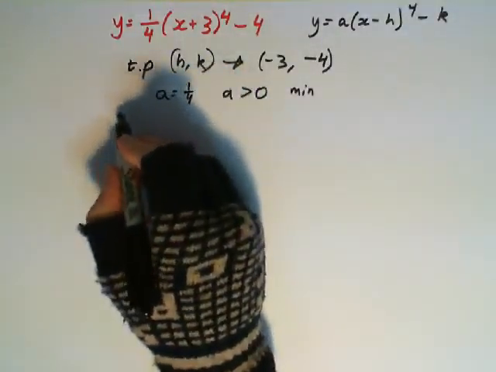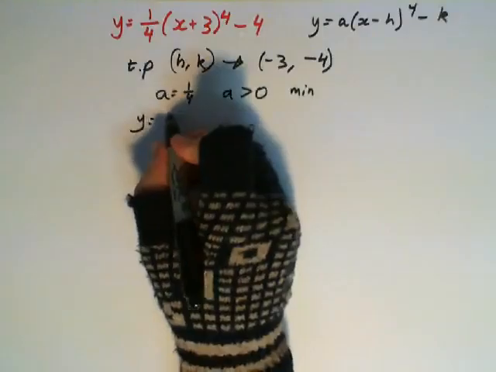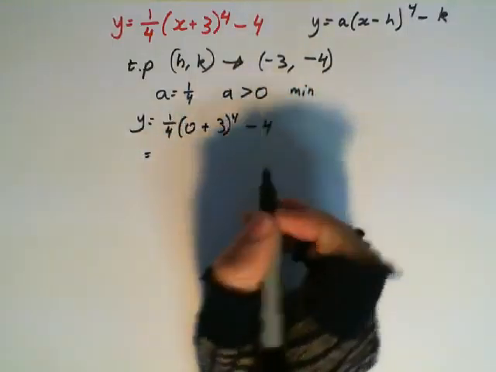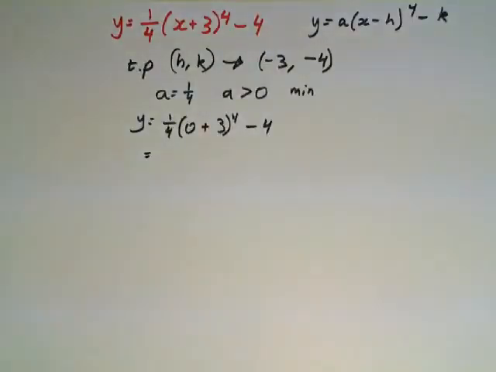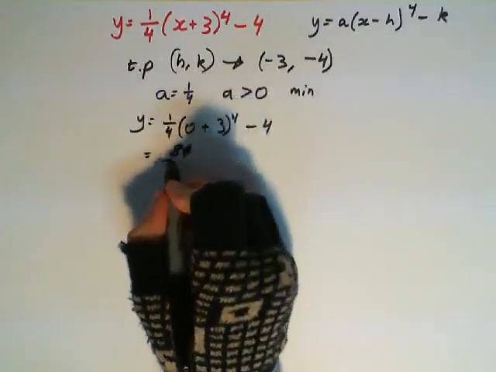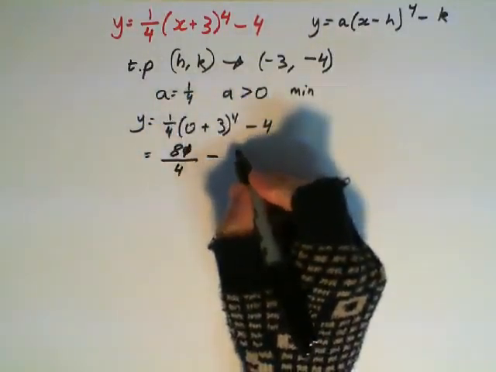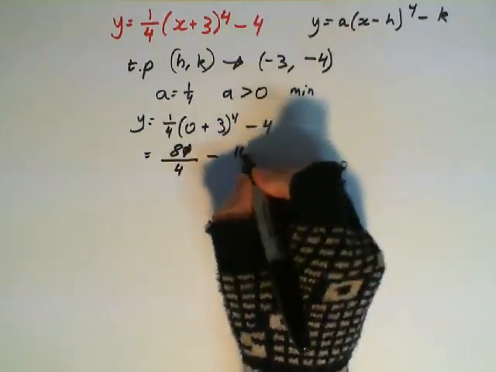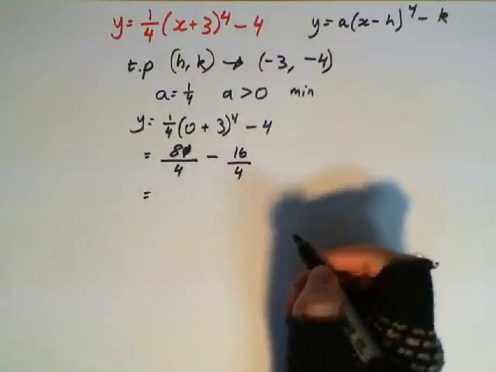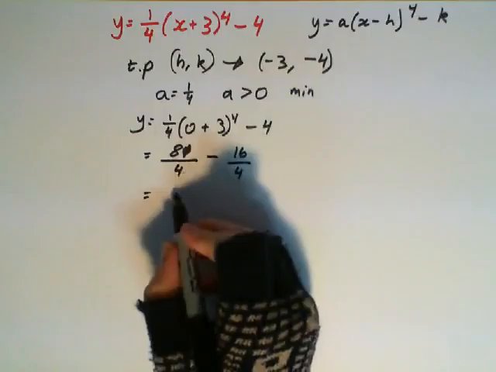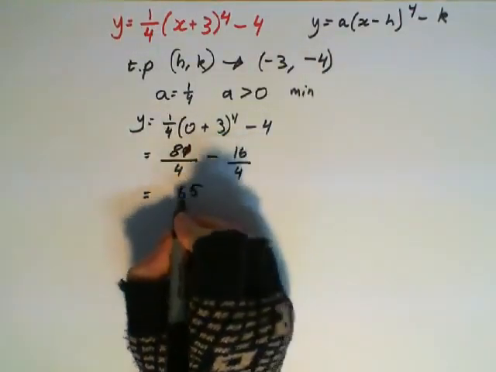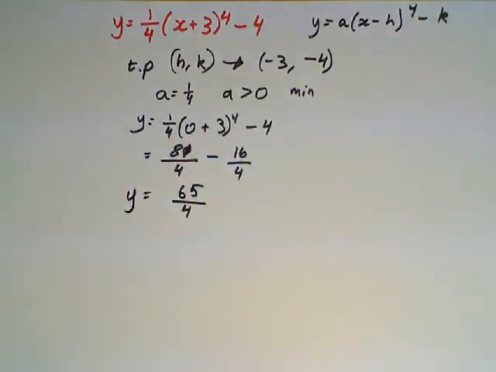Y-intercept is generally easier to find first than our x-intercepts, so that's just finding when x is 0. So (0 plus 3) to the 4, over 4, take 4. So we have 3 to the power 4 is 81. Over 4 from this part, and take away 4. I'm going to say 16 over 4 instead, as a fraction. So we'll have 81 take 16 is 65 over 4. So that's our y-intercept. Not very nice, can't really simplify it at this stage.